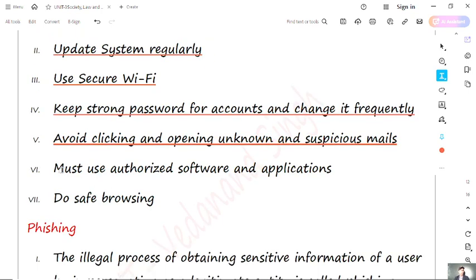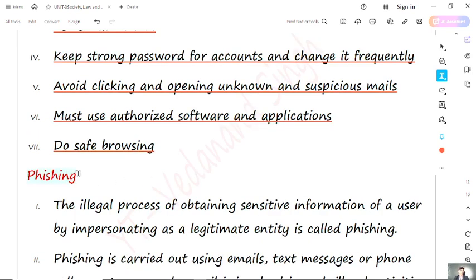Next, you must use authorized software or applications. Use only authorized software, not unauthorized software, because unauthorized software gets your information and can do something negative with it. So always use authorized applications. Next is safe browsing. Safe browsing means when we browse, we should do it safely. I could show you an example practically, but it would make the video longer. I don't want to make a long video because I'm giving you short notes only. So please focus on the notes, not the video. Now next is phishing. This is a type of hacking. So you can see what is phishing.